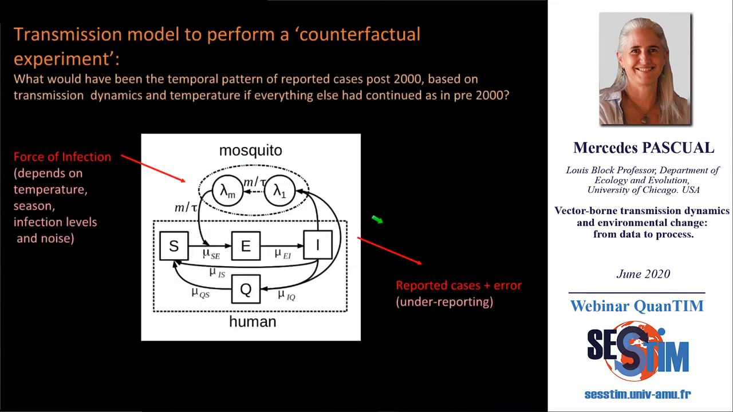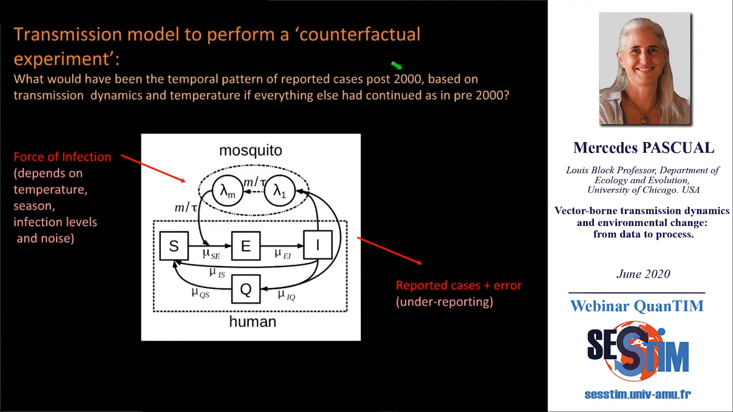But now, can we do something better and use epidemiological models for what we can call this counterfactual experiment? Essentially, what we will ask is what would have been the temporal pattern of reported cases post-2000, based on transmission dynamics and temperature, if everything else had continued as before 2000. So if we know what the dynamics was before 2000, just as a function of temperature and epidemiology, what should have been expected at the turn of the century?